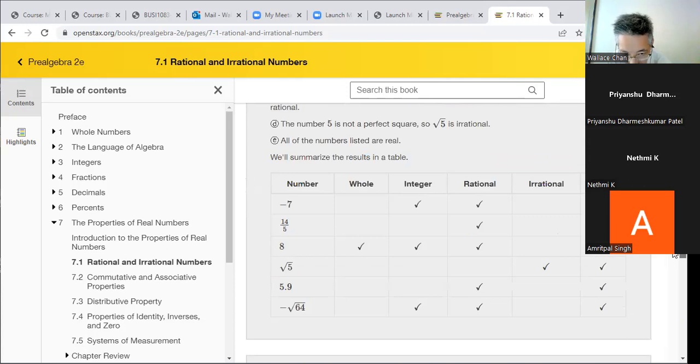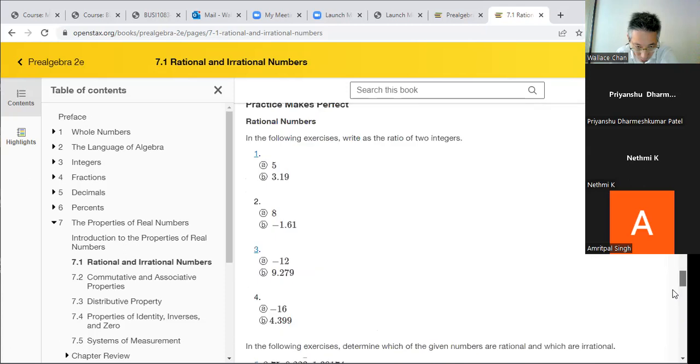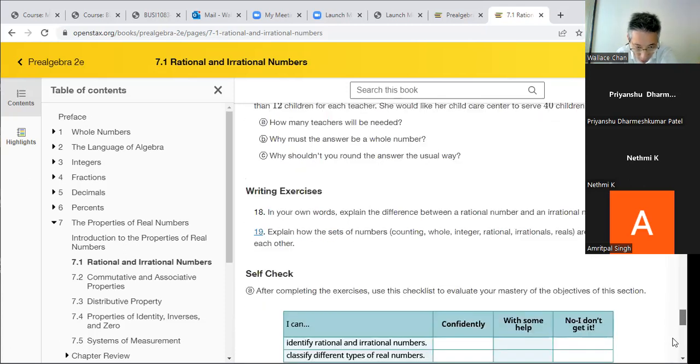Now, they actually have drawn a table. So -7 is integer, rational, real. That's actually how you can do it, if you are asked such kind of questions. So that's basically it for this section.